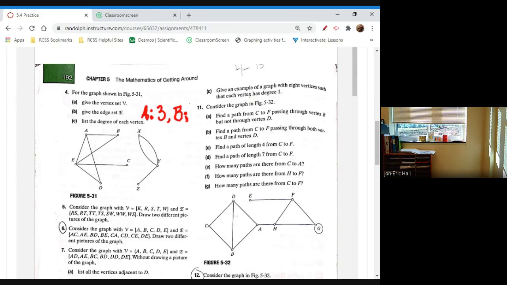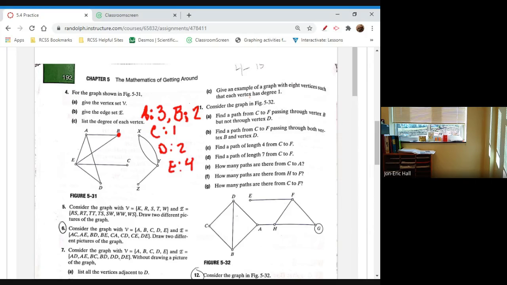So for vertex B, how many edges meet there? 2. So B is 2. C, right here. What's the degree on C? 1. The degree on D? 2. The degree on E? 4.